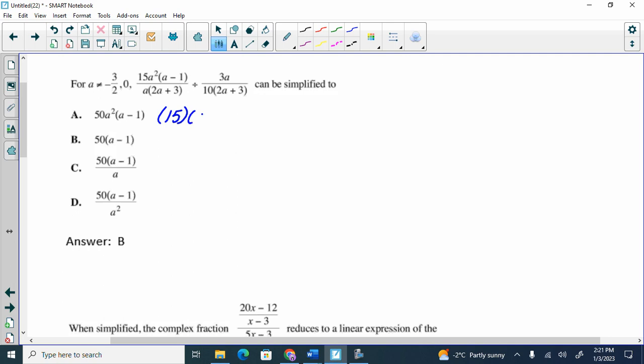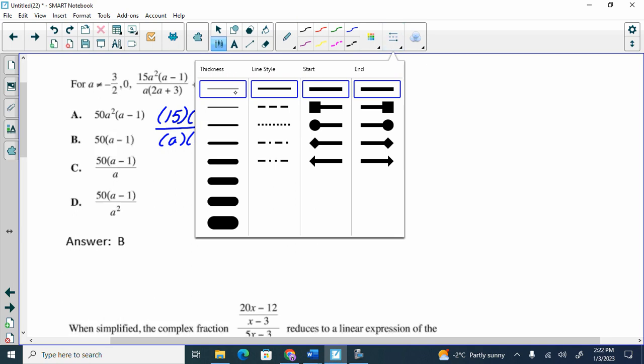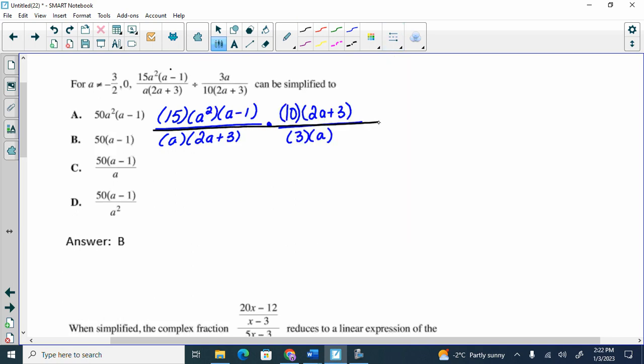So we get 4 and a squared in separate brackets, a minus 1, over a, 2a plus 3, multiplied by the denominator moves up, so 10, its own brackets, 2a plus 3, in the denominator I get 3 and an a. All right. The restrictions are already stated. So anything that matches I can cancel. So 2a plus 3, 2a plus 3. An a and an a squared cancel.